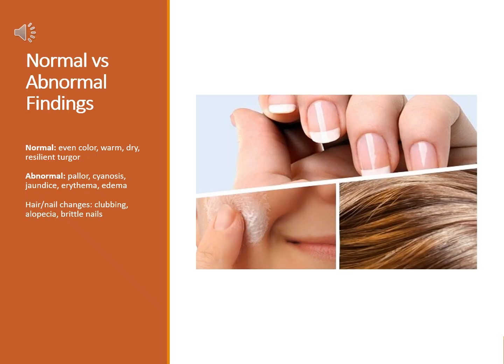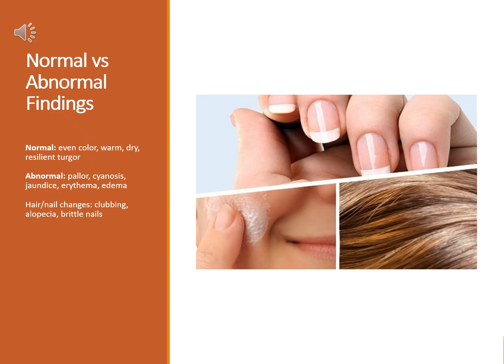So when we look at normal versus abnormal integumentary findings, the first thing we want to do is understand what normal is. So we want to make sure that we have an even skin tone that is appropriate to the ethnicity of our patient. We should not have any unusual discolorations. Skin should be pretty consistent throughout all over the body. There may be slight redness over pressure areas, but that should resolve pretty quickly.